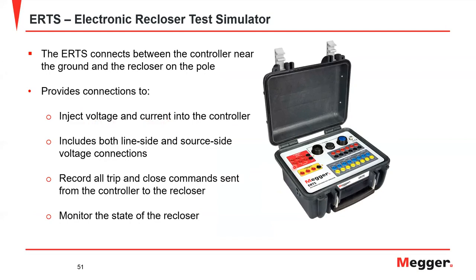Currents you can connect here, voltages. If you notice, we have two sets of voltages. So we support the ability to inject line side and load side voltage. And if you know reclosers, you'll understand that can be very important. It also gives us the ability, the connections, to be able to record all trip and close commands that are passing between the recloser and the controller. And it allows us to monitor the state of the recloser itself.